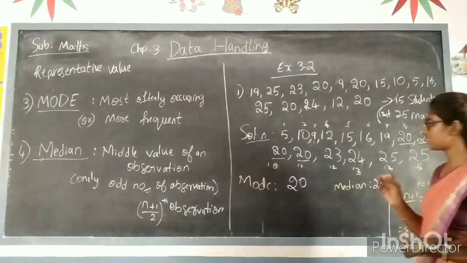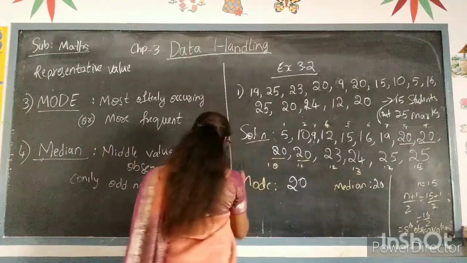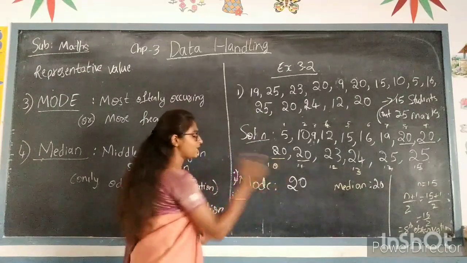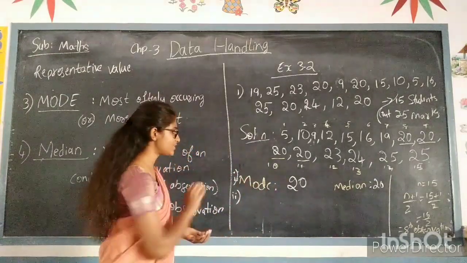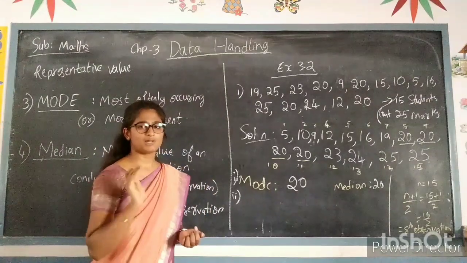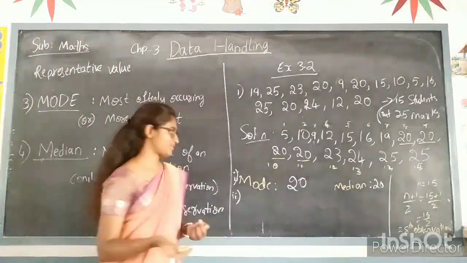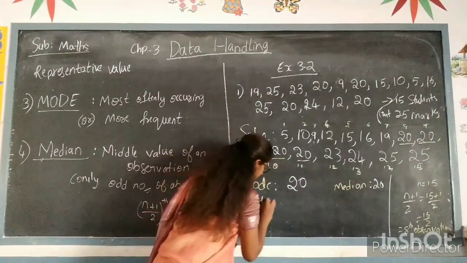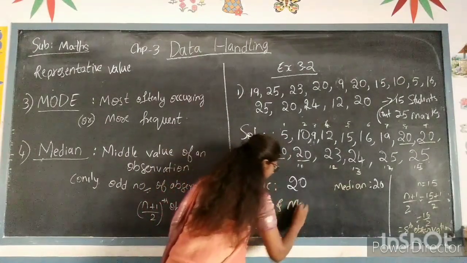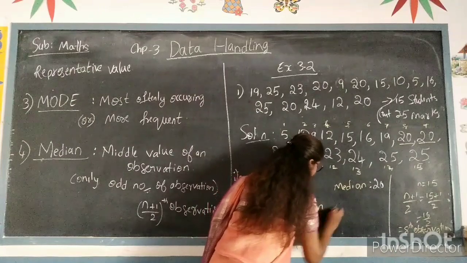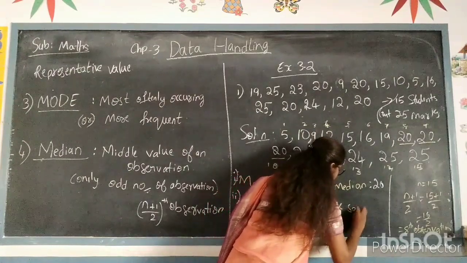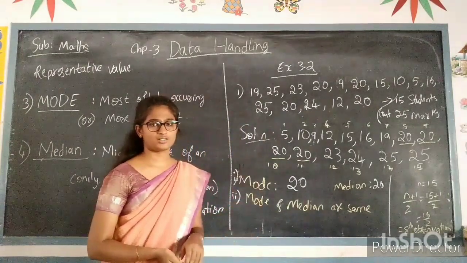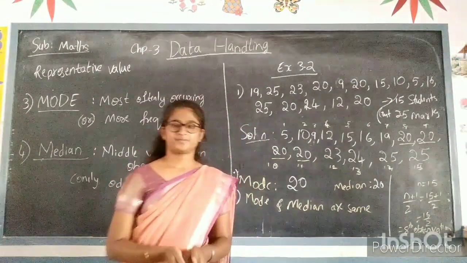Okay students, the second sub-question is, are they both the same? Are the mode and median values the same? In this question they are the same, but it is not so in all cases. So the mode and median are the same here. Okay students?